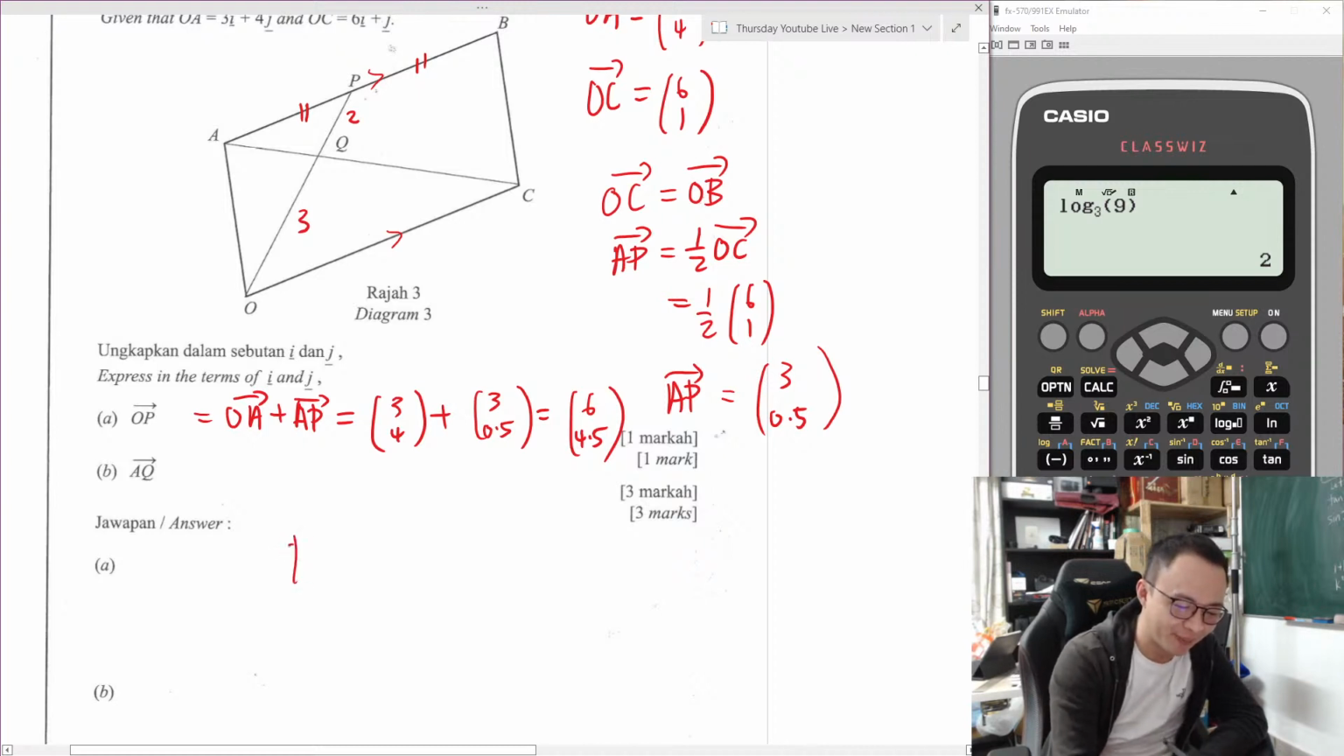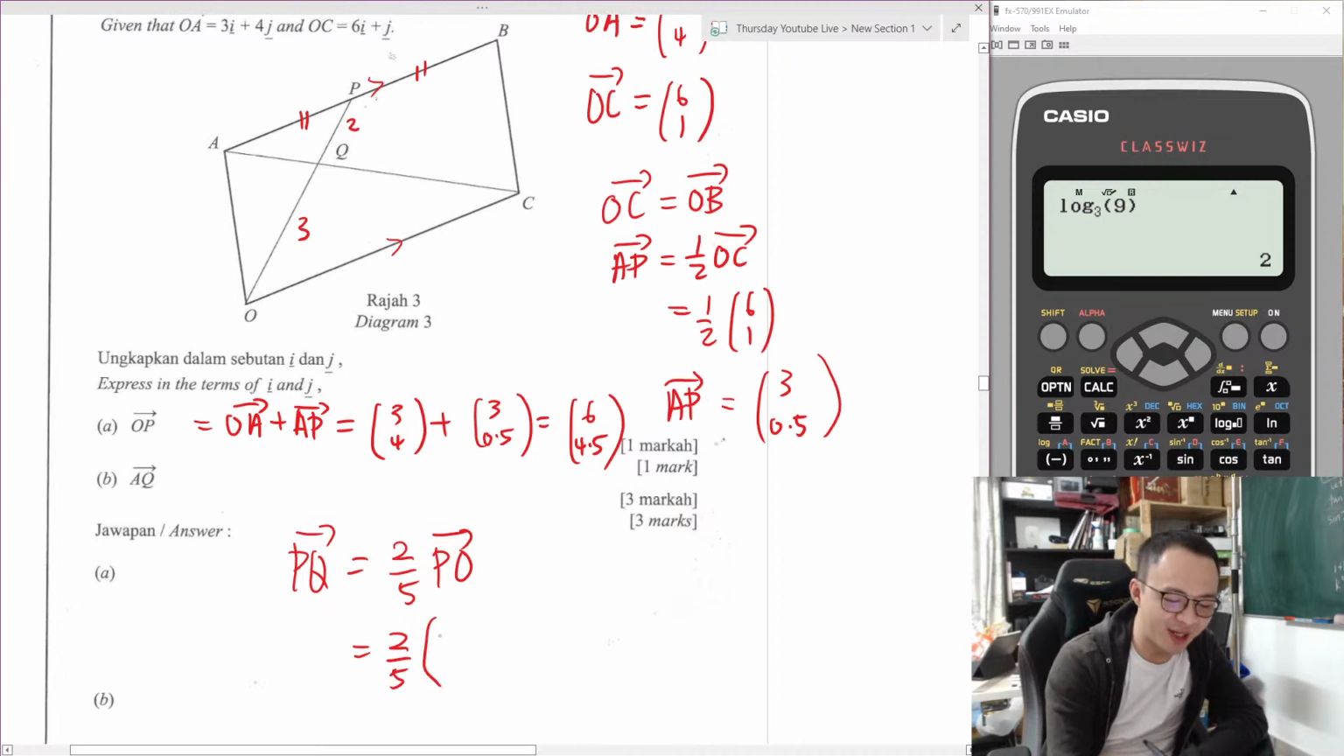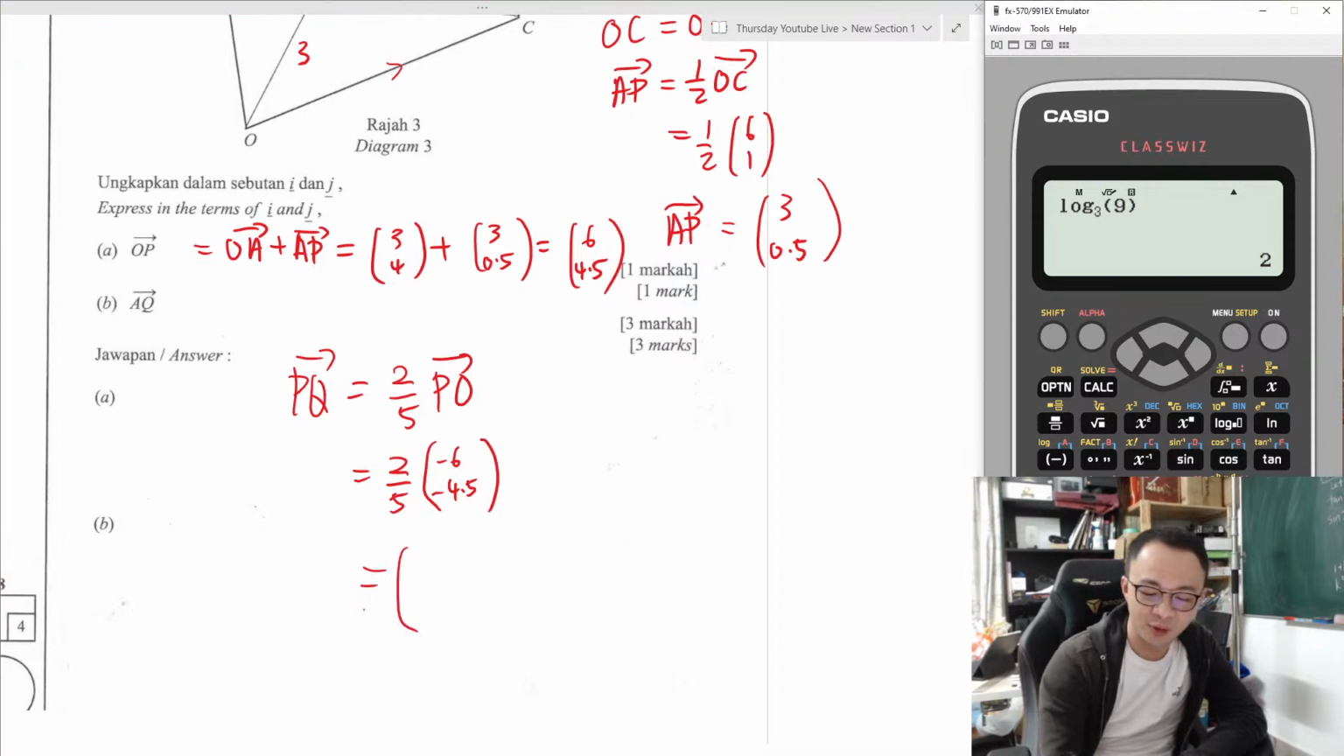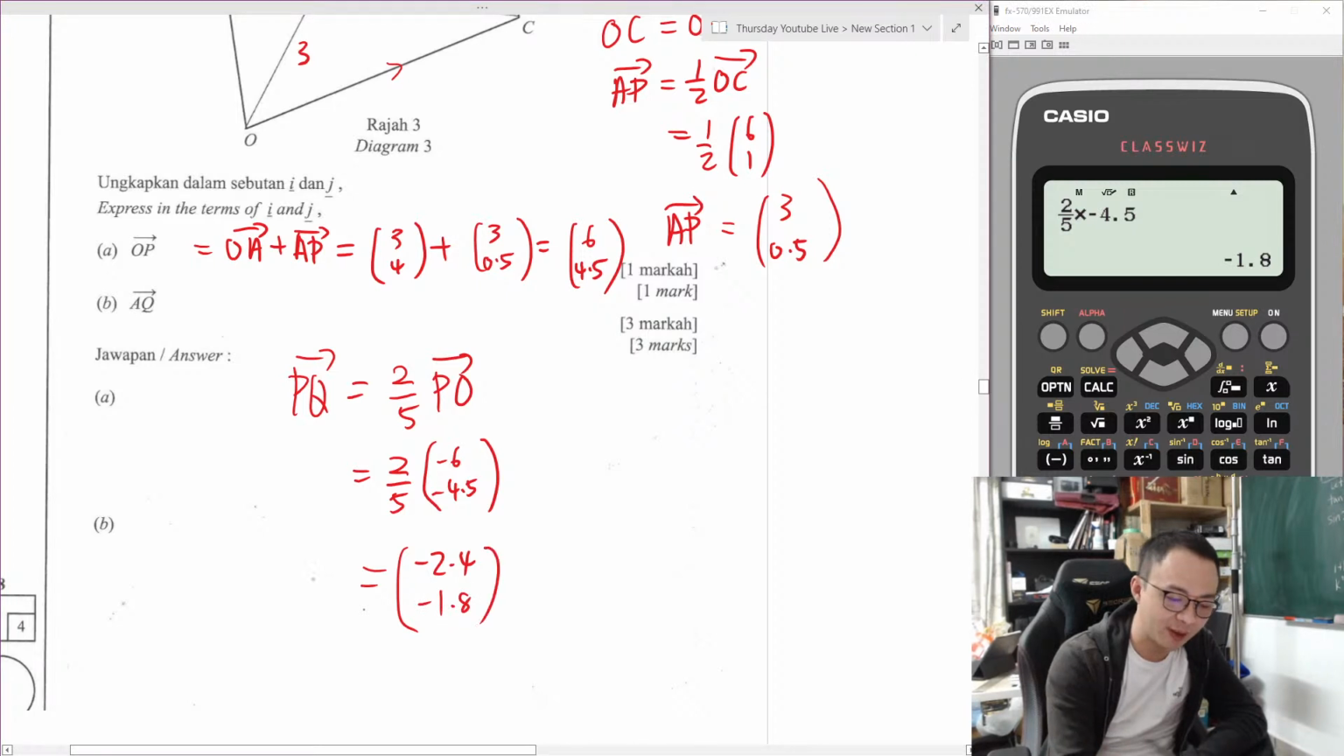I want to find PQ first. PQ will be 2/5 of PO, isn't it? Okay, so it's 2/5 of PO, which is OP opposite, right? (-6, -4.5). Then I can get my PQ here. 2/5 multiplied by -6, so this is, put a decimal, -2.4. Then 2/5 multiplied by -4.5 is -1.8. This is PQ.